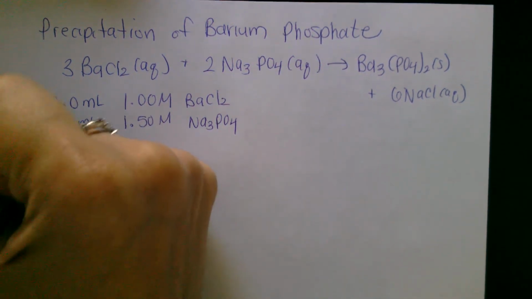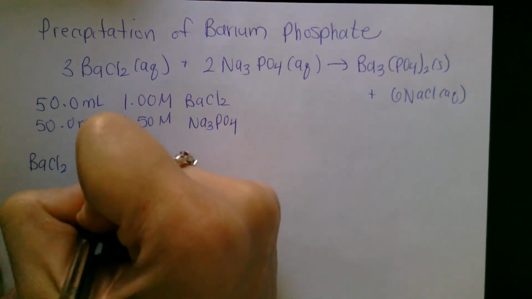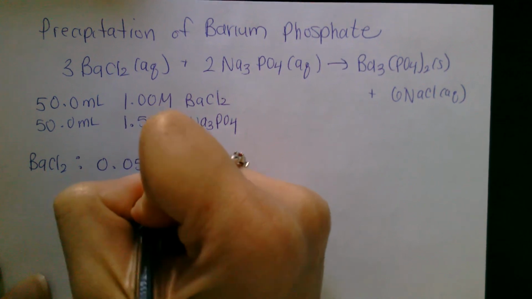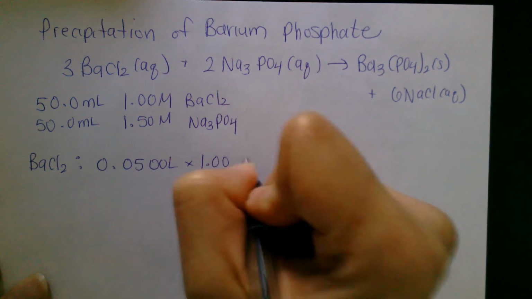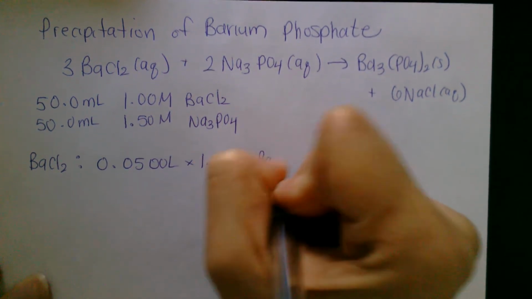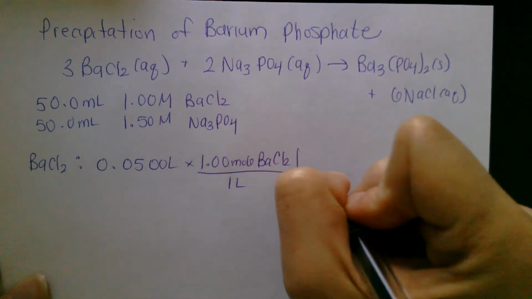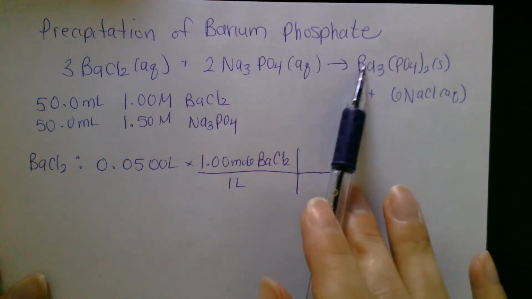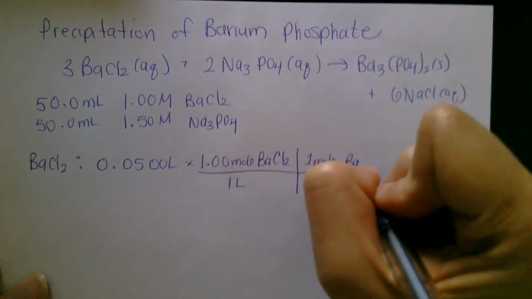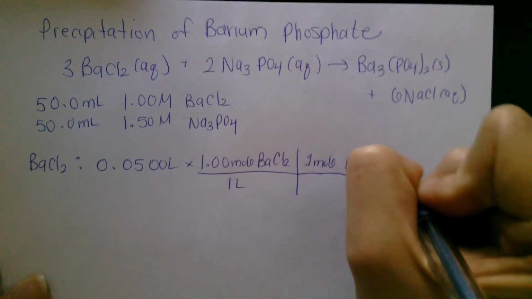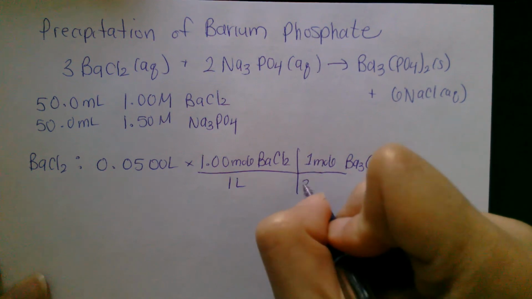So if we look at BaCl2, we're going to take our volume, 0.0500 liters, and multiply that by the molarity. And now we're going to use a mole ratio. So we're going to use 1 mole of barium phosphate for every 3 moles of barium chloride.